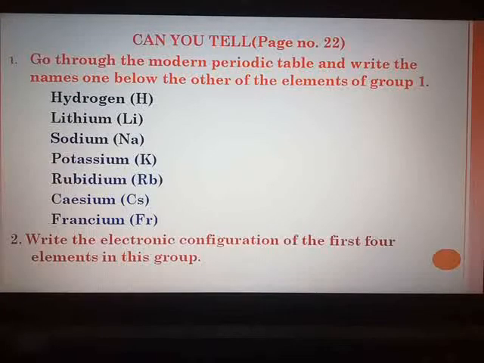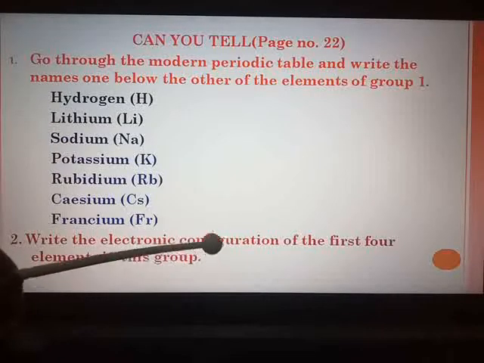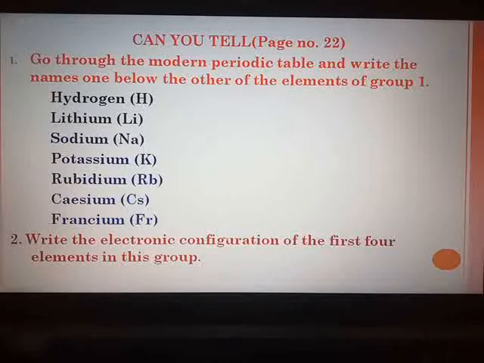Next is write the electronic configuration of the first 4 elements in this group. So the first 4 elements are hydrogen, lithium, sodium, potassium. You have to write the electronic configuration. For that you should know the atomic numbers. You know the atomic number of hydrogen is 1. So electronic configuration will be 1.